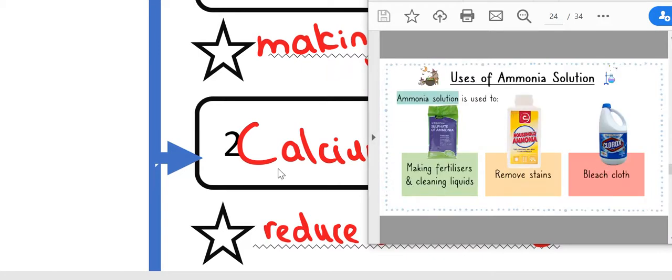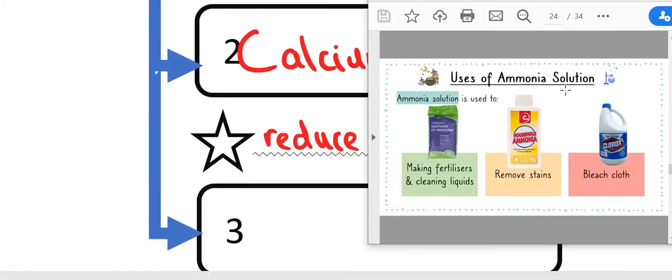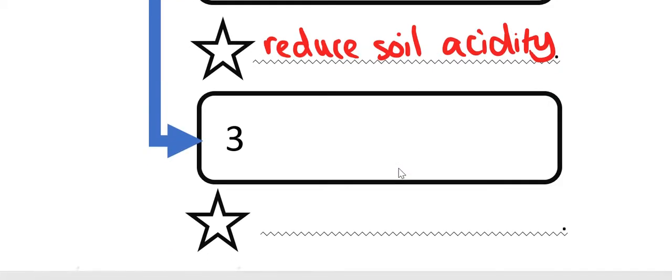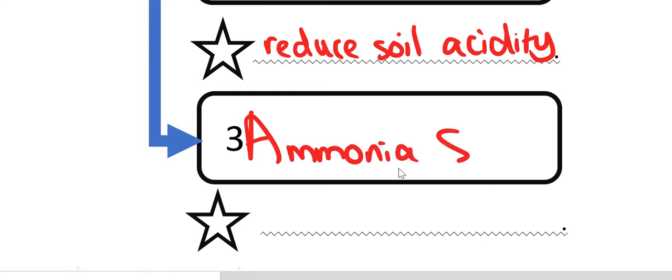Okay, next one, ammonia solution. It's a pretty good one because it is also used to make fertilizers and bleach as well. And ammonia is pretty common in the lab. You're going to use this quite a lot in chemistry year 9, 10, and 11.